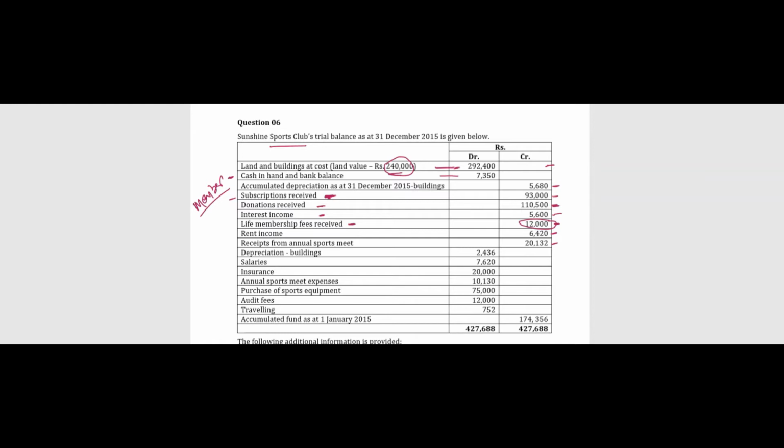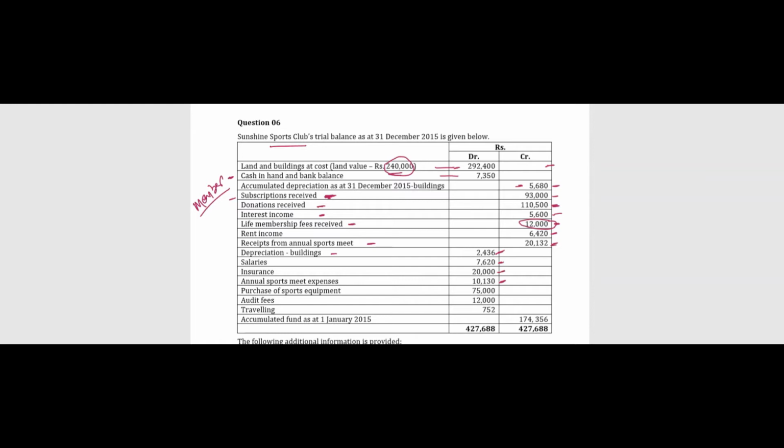So we need to identify the costs relating to the annual sports meet to calculate the profit or loss from the sports activities. Now you are given the depreciation, the building, 2,436. This is the depreciation for the period, whereas the other is the accumulated depreciation. Now the salaries you are given as 7,620. Insurance 20,000. Annual sports meet expenses. As I told you earlier, you have the receipts from the annual sports meet and you have annual sports meet expenses also.